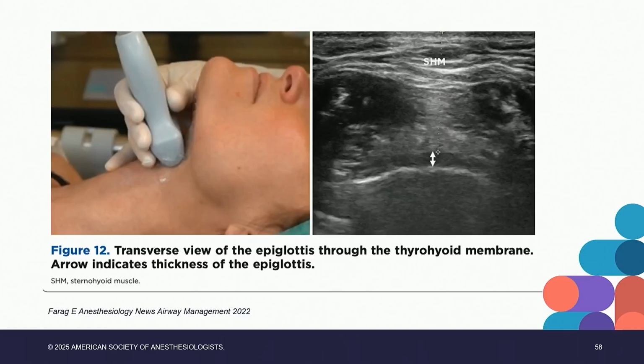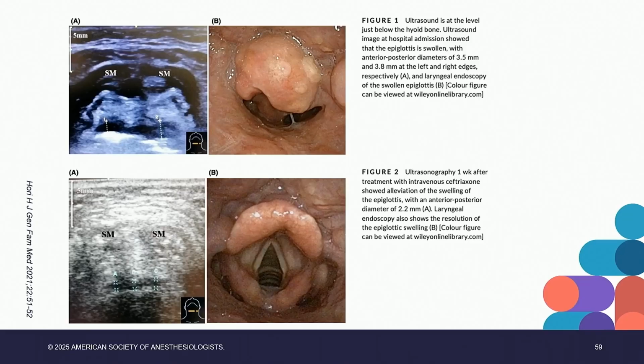You have here, you can measure that, and this is for the epiglottis. You can measure the thickness of the epiglottis. The width of the epiglottis can give you an idea about its thickness. And here the patient with epiglottitis, you can see that the thickness is increased, almost double the normal. After treatment with antibiotics, the thickness is reduced and becomes normal, and you see the epiglottis here.